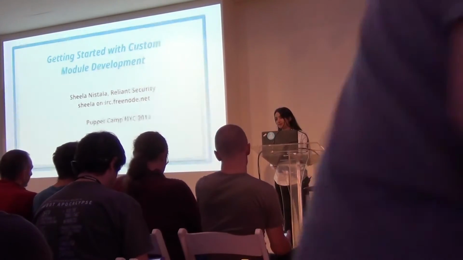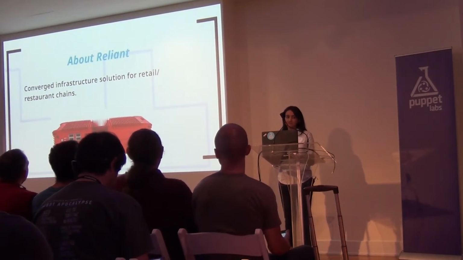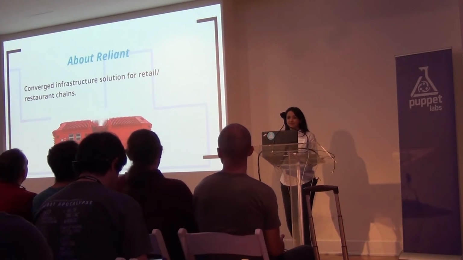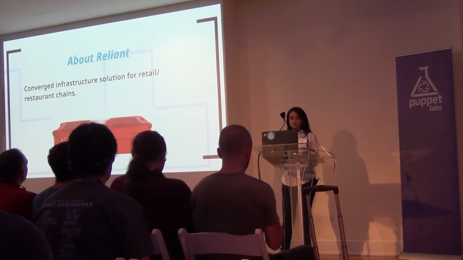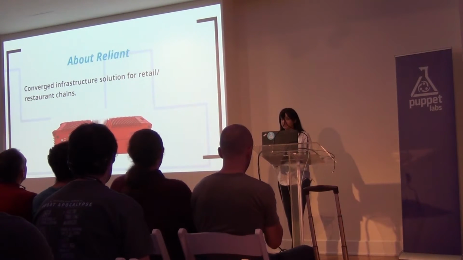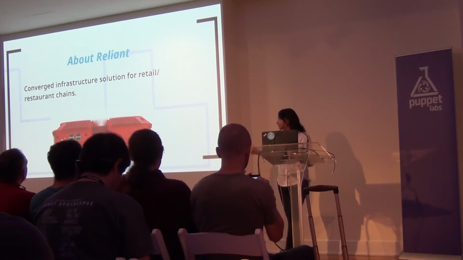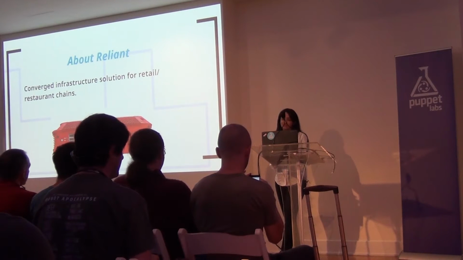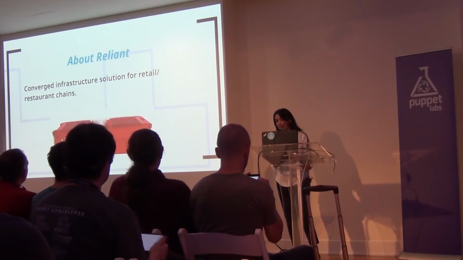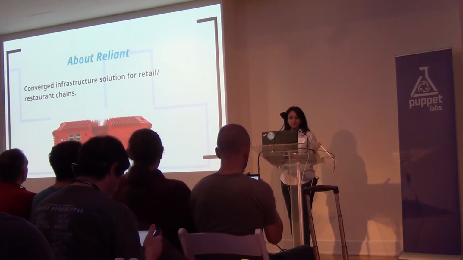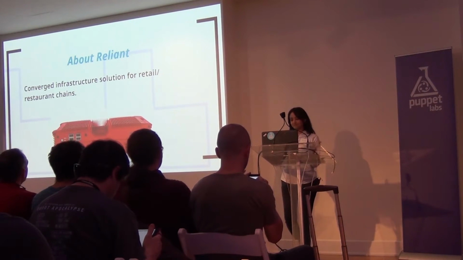To give you a little bit of background about Reliant, we are a company that sells an appliance that's a converged infrastructure solution. We mostly cater to retail and restaurant chains. What that essentially means is that we aggregate all the functionality served by different systems in the store in one box, and the box looks like that. Functionality like networking, VPN, in-store music, in-store Wi-Fi, firewall rules, and much more.